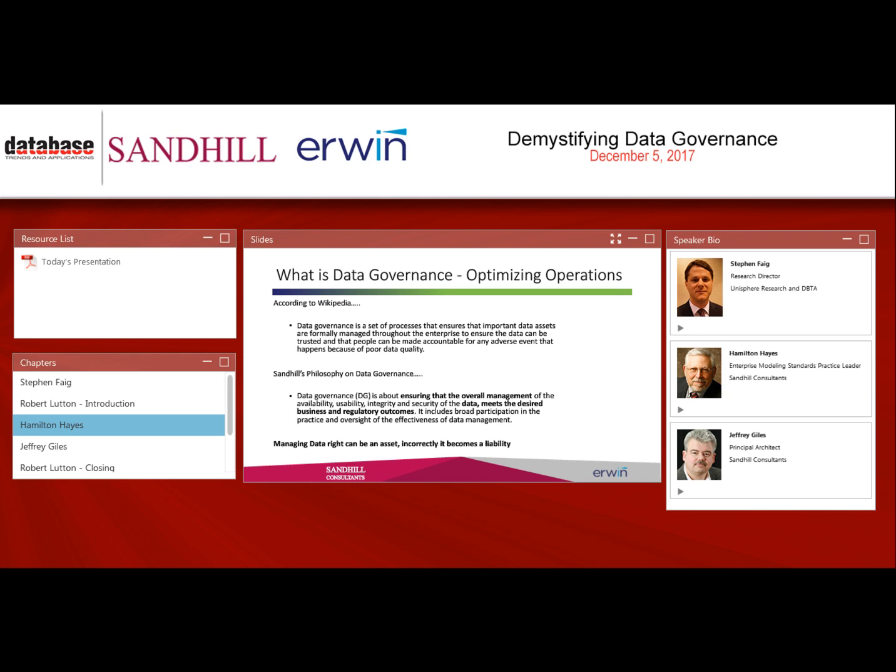We also took a look at Sandhills' philosophy on data governance, and we look at it much in the same light, but we also look at data governance as being all about ensuring that the overall management of the availability, usability, integrity, and security of the data meets the desired business and regulatory outcomes, and includes broad participation in the practice and oversight of the effectiveness of the data management.